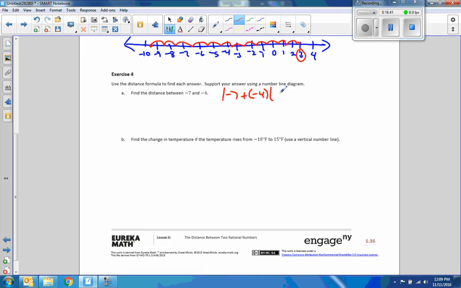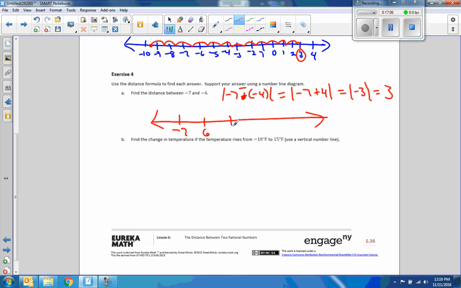Okay, so the absolute value of negative 7 plus, minus, I'm sorry, that should be a minus sign, P minus Q equals the absolute value of negative 7 minus a negative is plus, which equals the absolute value of negative 3, which equals 3. If I used a number line, this was negative 7, negative 6, negative 5, negative 4. The distance is 1, 2, 3.